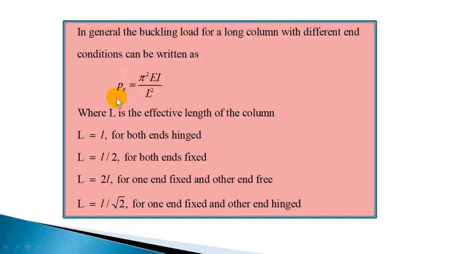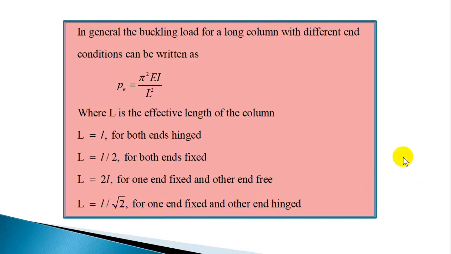The standard formula you can remember is P is equal to pi square EI by L square, where L is the effective length. The effective length you can substitute as L by 2, 2L, or L by root 2 based on the end conditions. When both ends are hinged, the effective length is equal to L. When both ends are fixed, the effective length is half of the length of the column. When one end is fixed and the other end is free, the effective length is twice the length of the column. And when one end is fixed and the other end is hinged, the effective length is the length of the column divided by root 2.